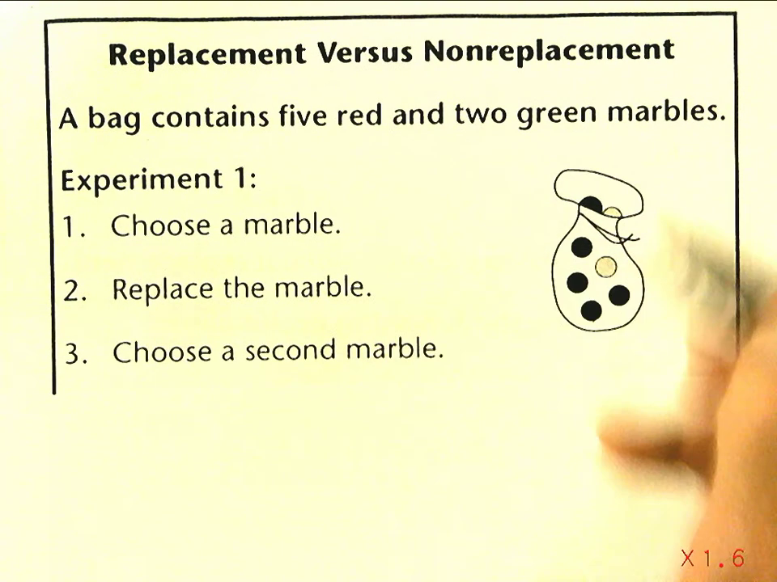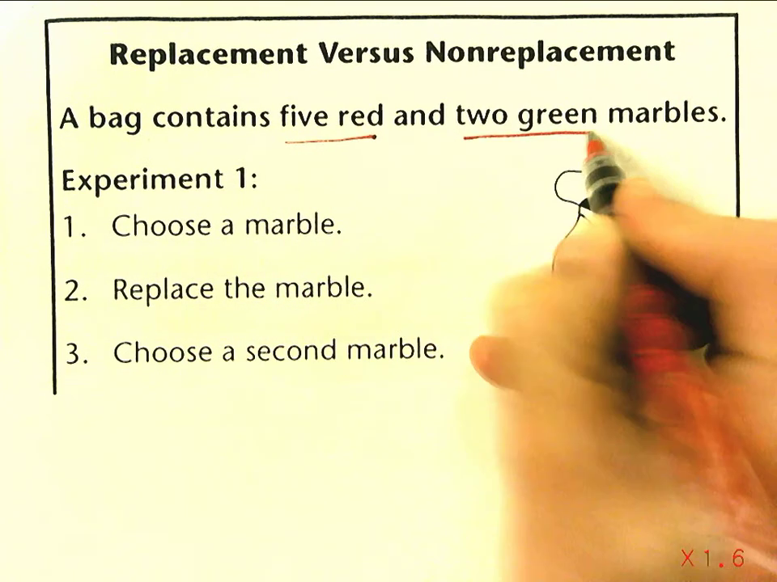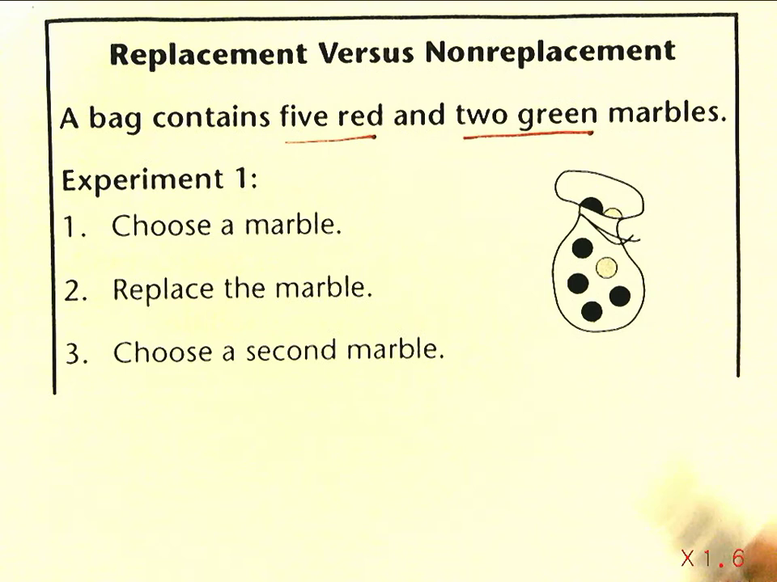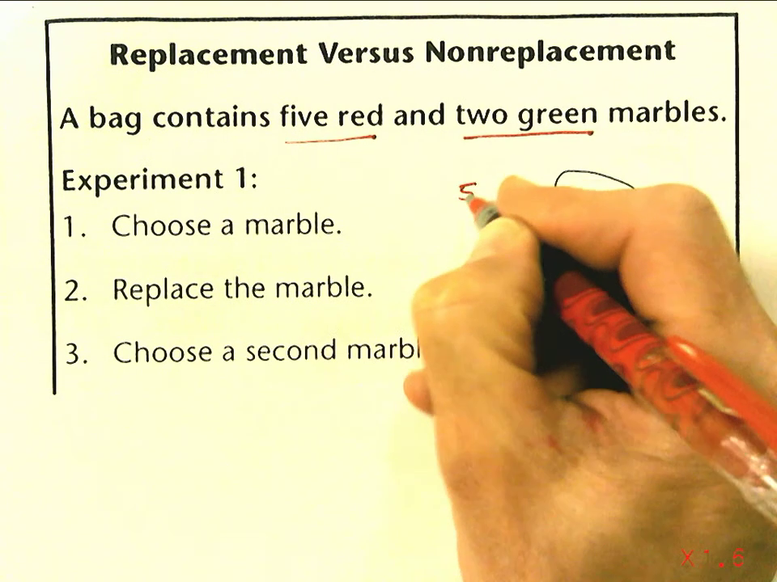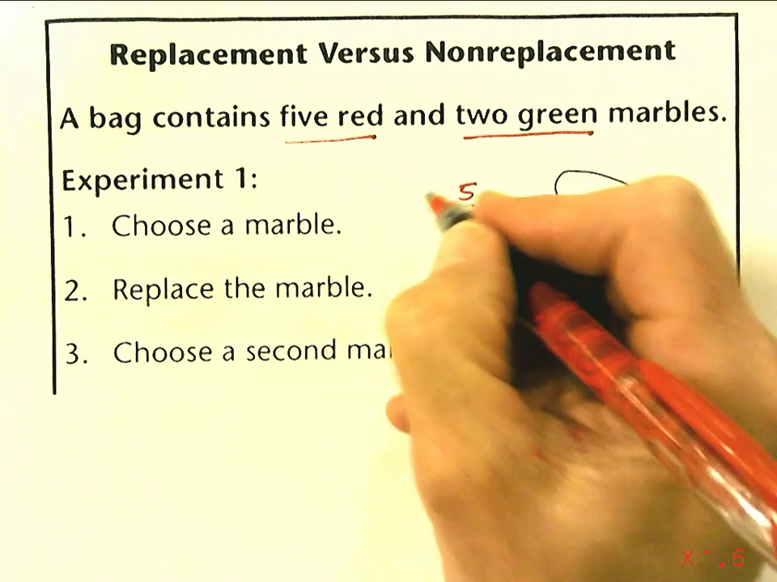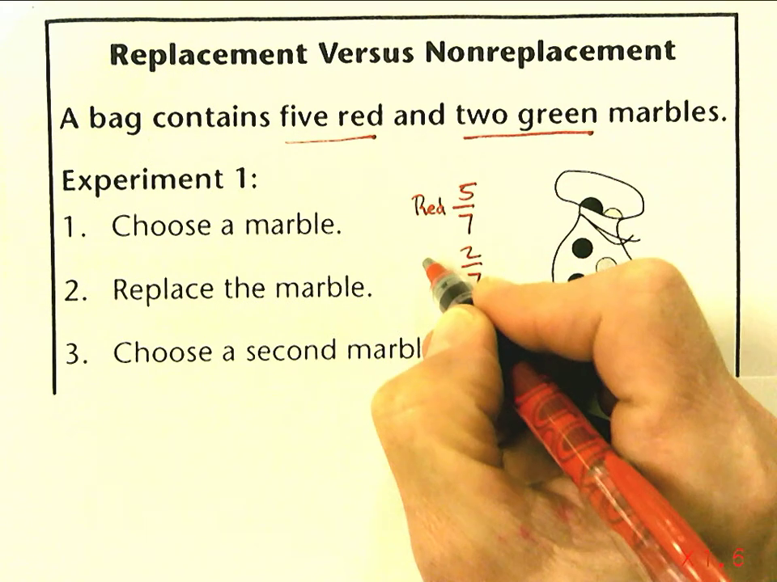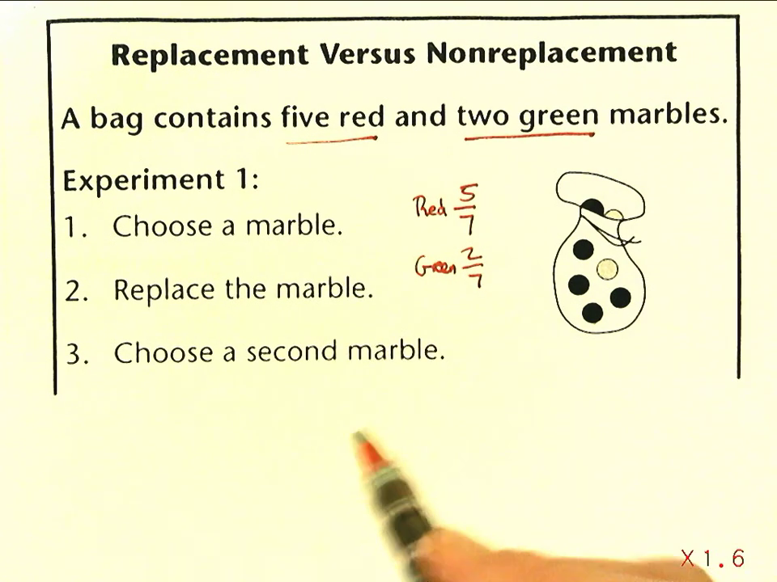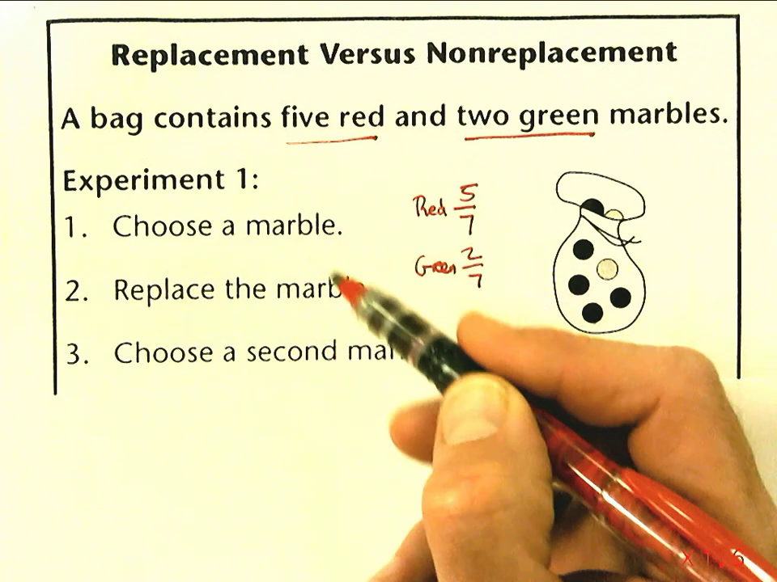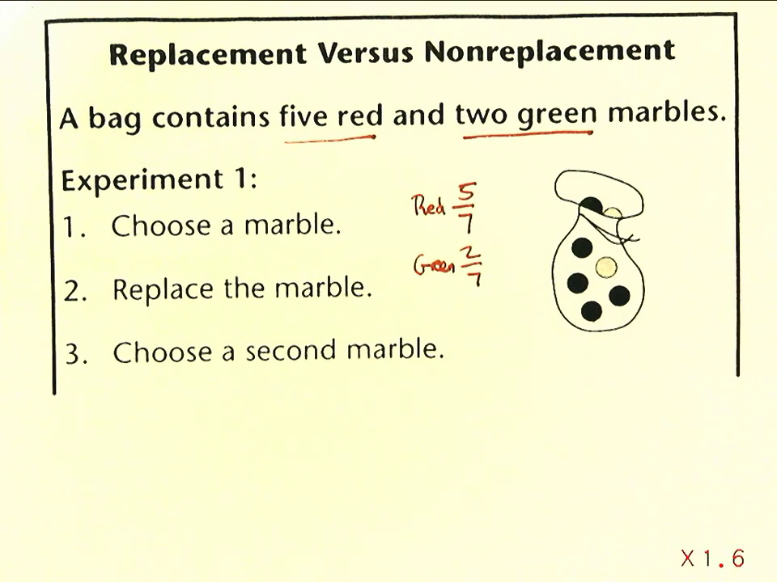And so if we have this bag and we say that the bag contains 5 red and 2 green marbles, so there's a total of 7 marbles in there, 5/7 of them are red and 2/7 are green. Then if we think about choosing a marble and then replacing the marble and then choosing a second marble, what are all the probabilities of the different outcomes?